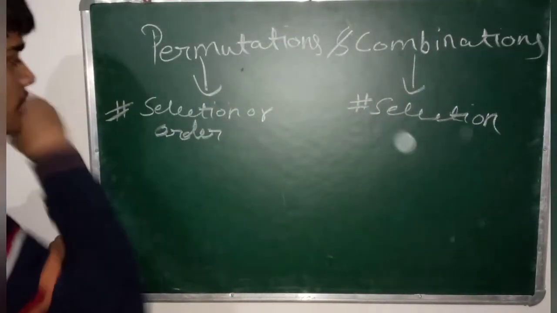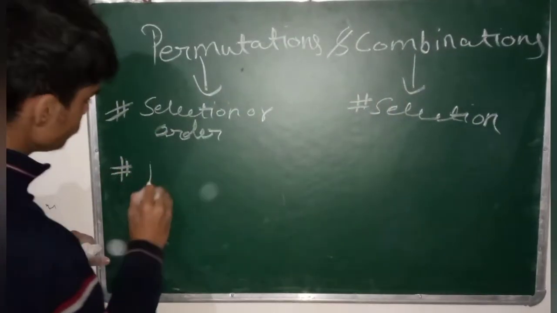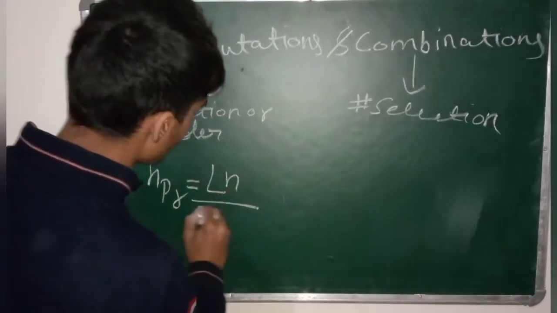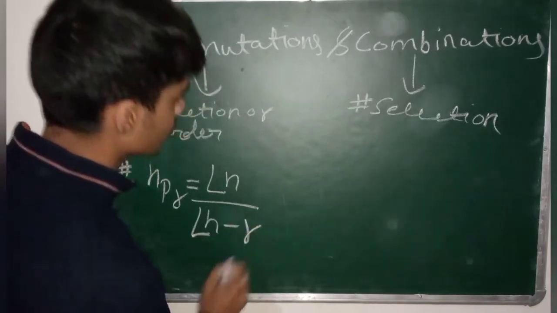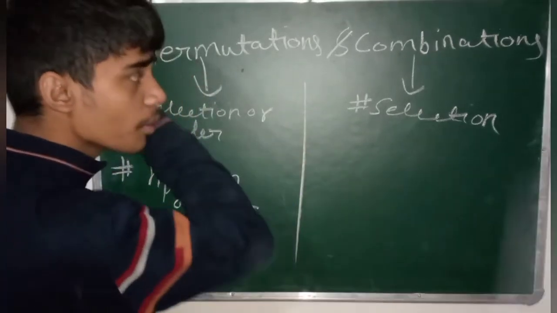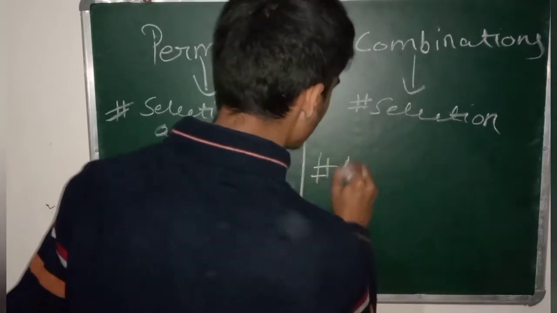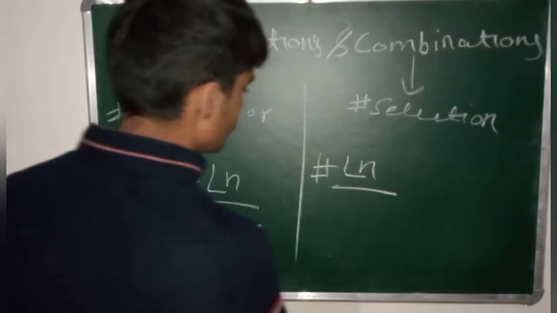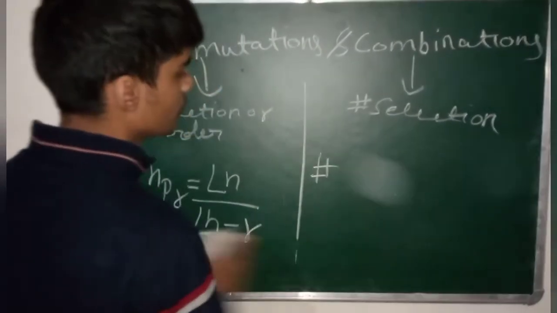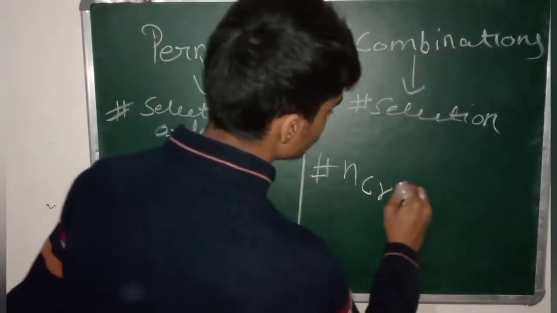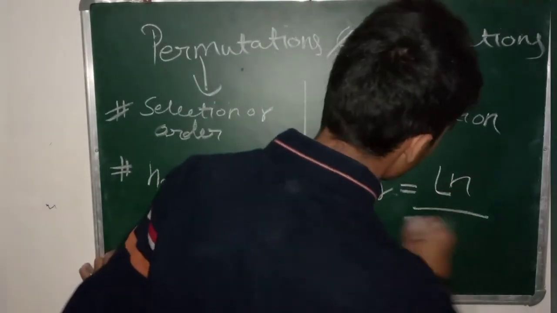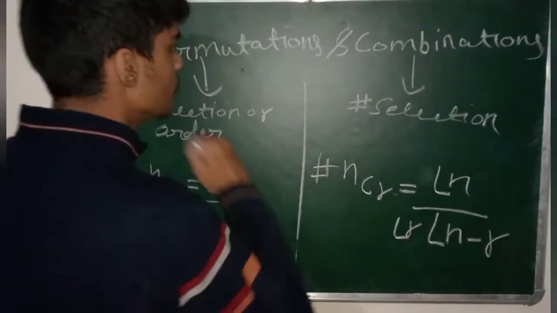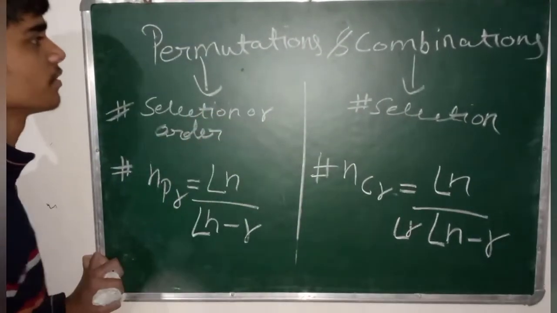The formula for permutation is nPr, which is equal to factorial n divided by factorial n minus r. The formula for combination is nCr, which is equal to factorial n divided by factorial r factorial n minus r. These are the basic differences between permutations and combinations.